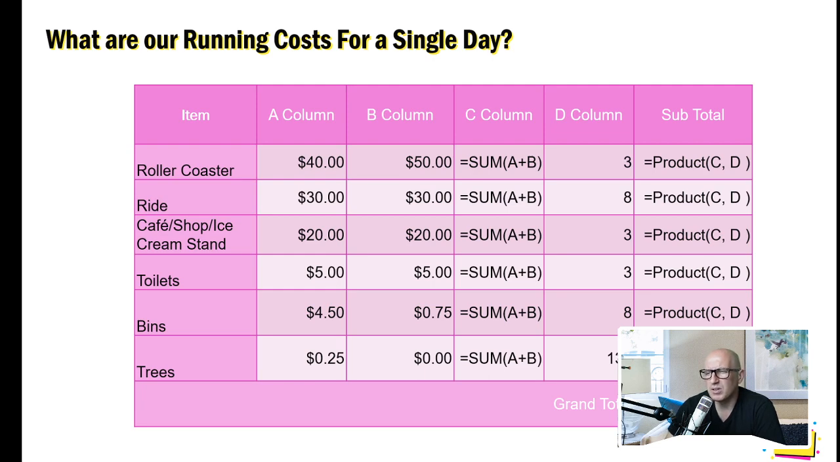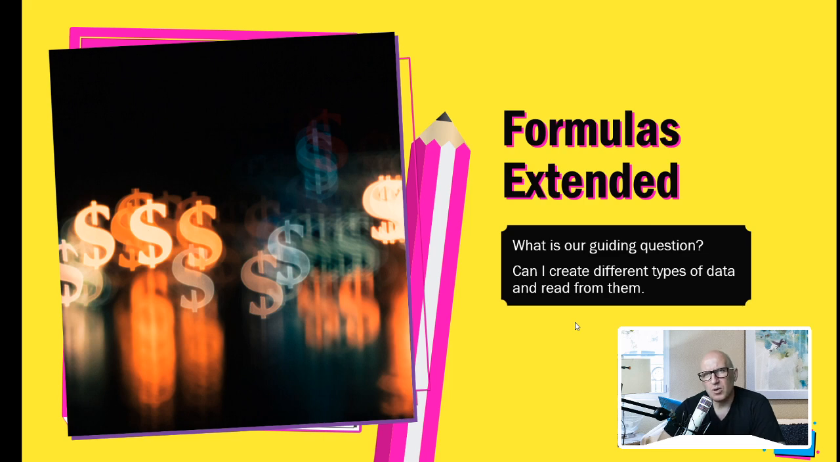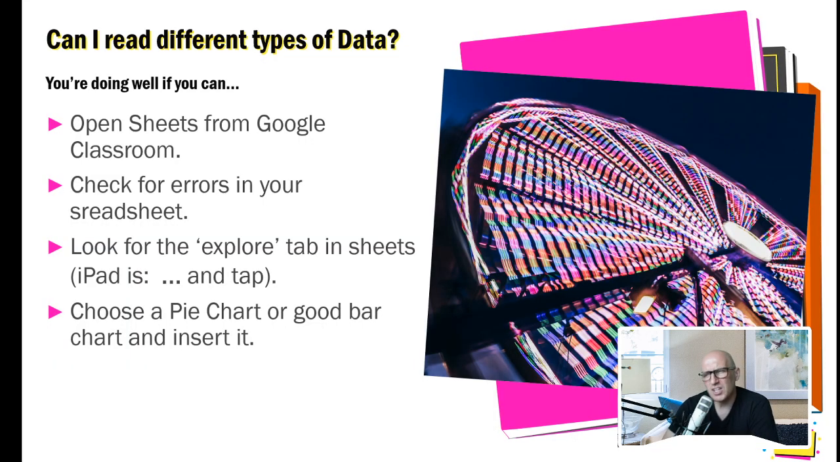Anyway, what we were working out was how to use formulas with sums and products. Now that we've got this data, we need to change it into something that's more readable and we can see at a glance. To do that, we have to change our data into a different type and then read it. The first job is changing it and turning it into something else.